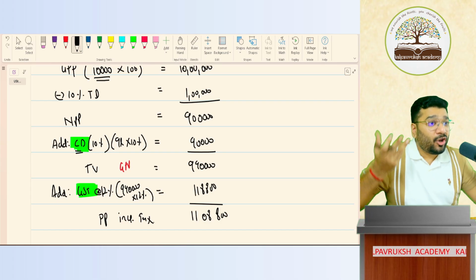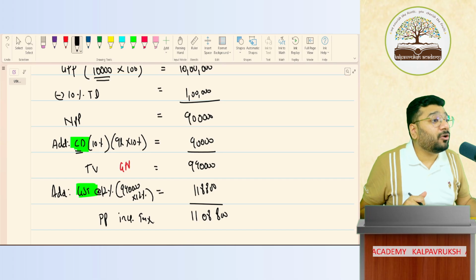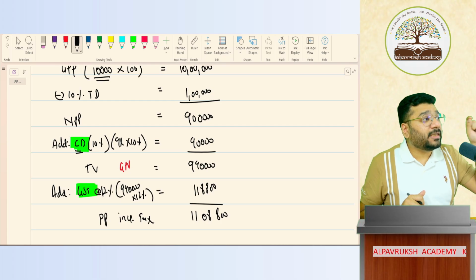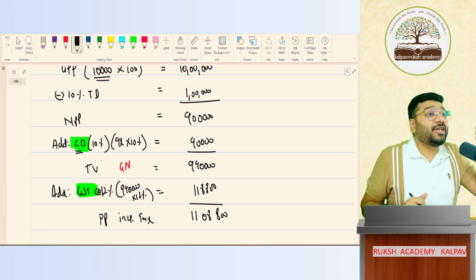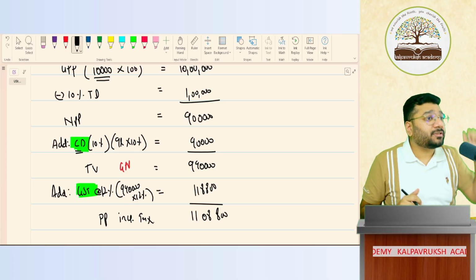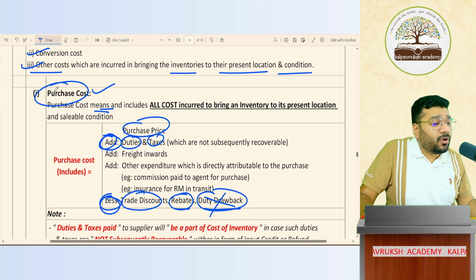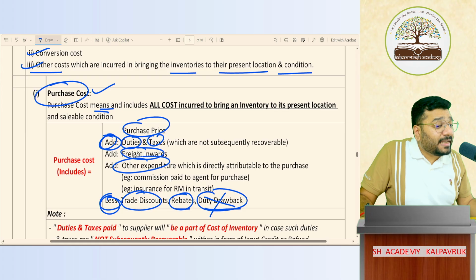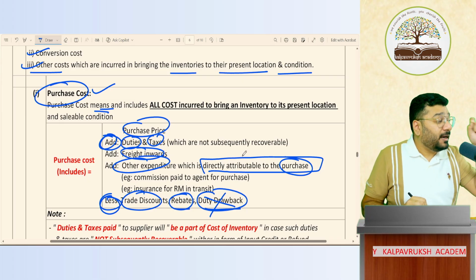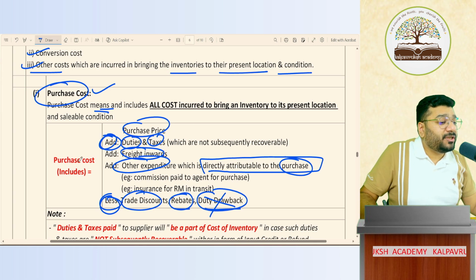If I do not incur it, I will not get goods. If I don't get goods, I cannot sell it. This cost should be a part of your cost of inventory. Any cost that you incur for purchase of the goods, without incurring that cost I cannot get the product, should be a part of your purchase cost. Who's saying that? Accounting Standard 2 says that purchase cost will include freight charges and other expenditure which is directly attributable to purchase. Whatever costs you incur for purchasing, all of them should be a part of your cost of purchase. Got it? Not got it?